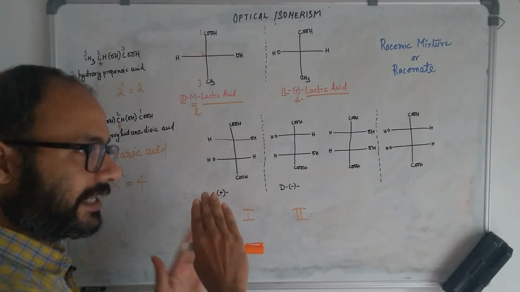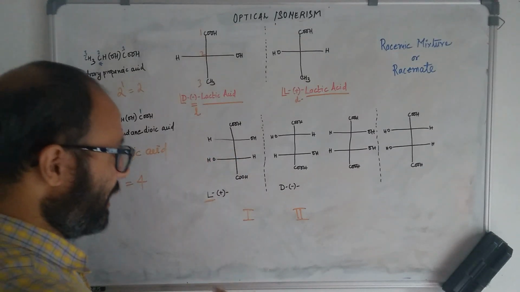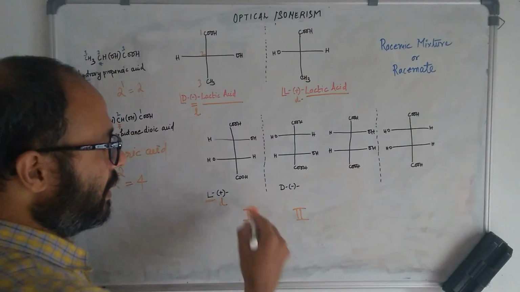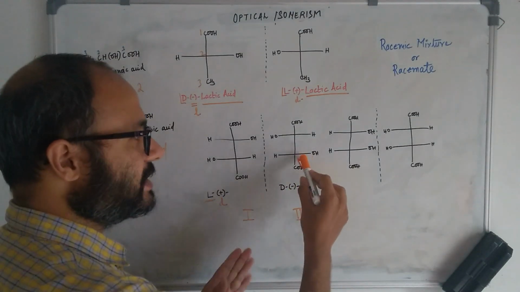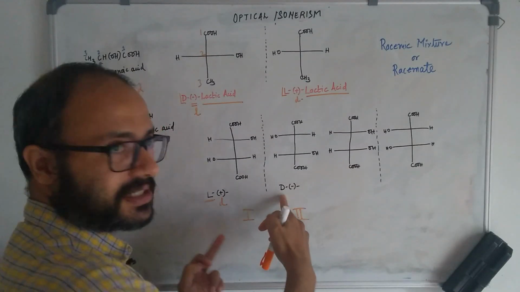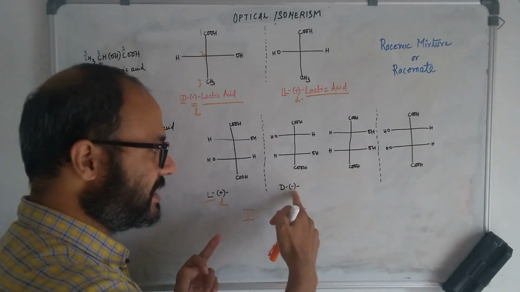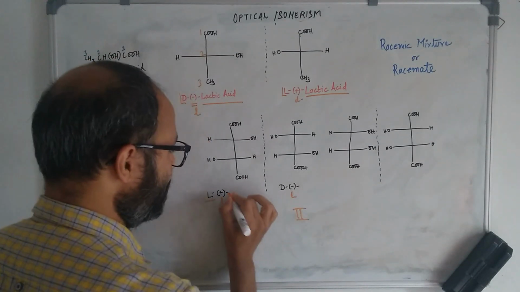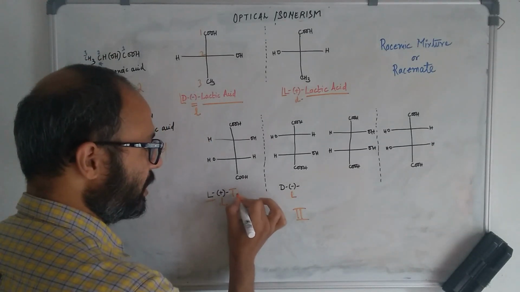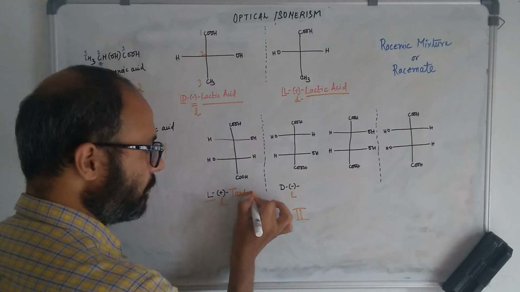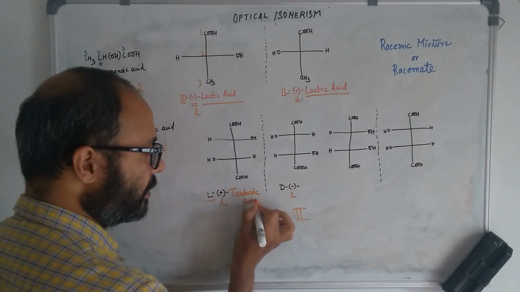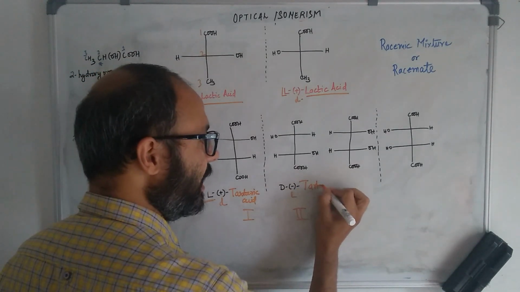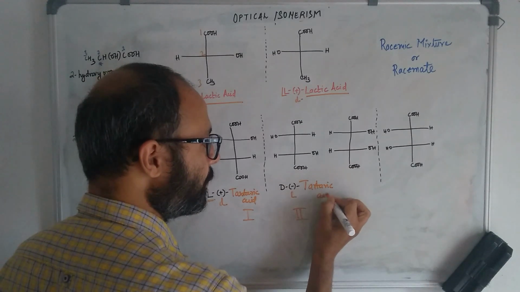That means this would be able to rotate the plane polarized light towards the right, which can also be represented by a letter called small d. Similarly, this one in which OH is coming on the right side would be represented by a letter called D. And this is levorotatory, which also can be represented by a small l. So this is L plus tartaric acid, and this one would be D minus tartaric acid.